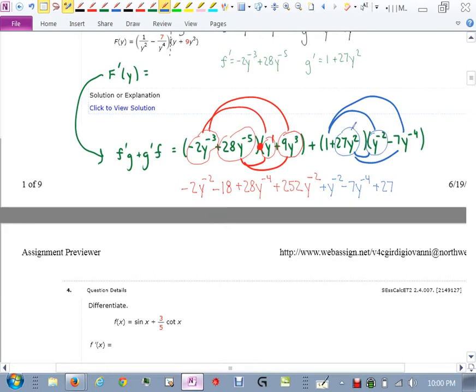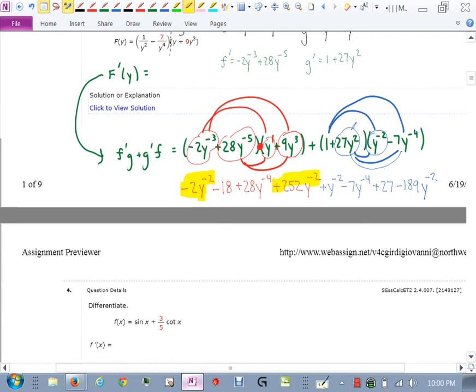And then when we do 27 y squared here, we're going to have to do 27 times negative 7, which is negative 189. And then we have y squared times y to the negative 4 is y to the negative 2. All right, now let me try and see if I can figure out where my like terms are, because I'm going to start putting all this together. Here's my y to the negative 2.